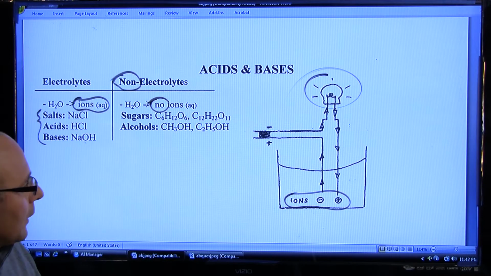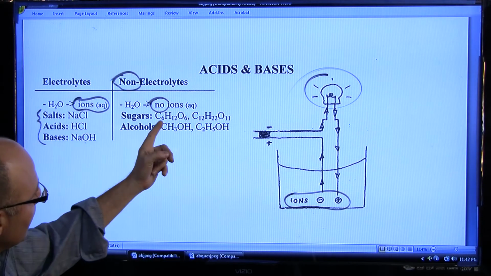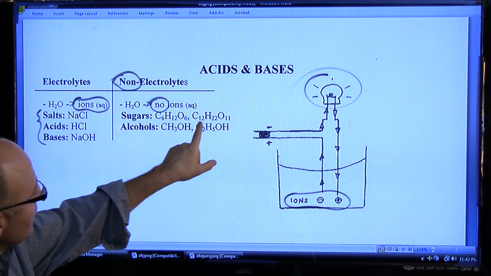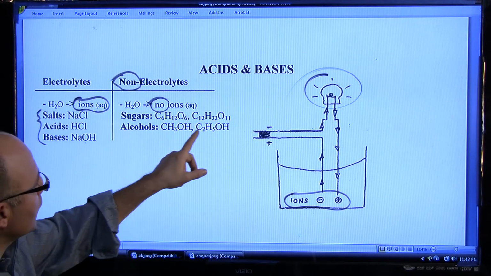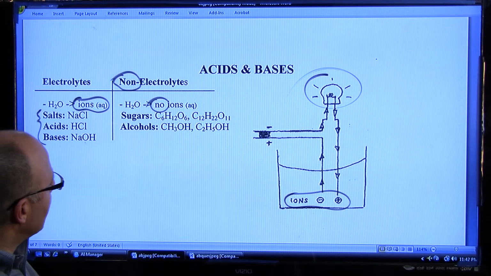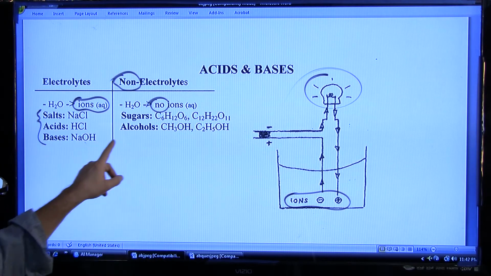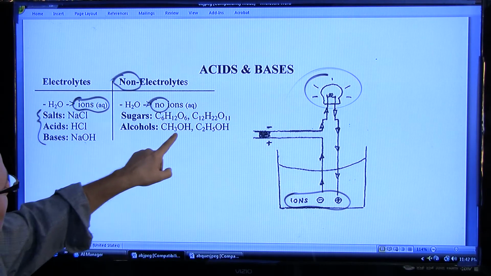And typical non-electrolytes are your sugars. You probably recognize glucose. This would be sucrose, the dimer of glucose. And you should also know that alcohols are non-electrolytes. They look like bases, by the way. We'll discuss that in a second, but just look at that right away.